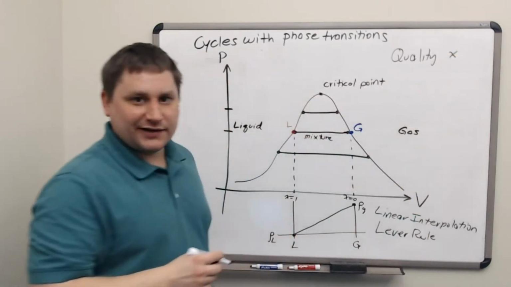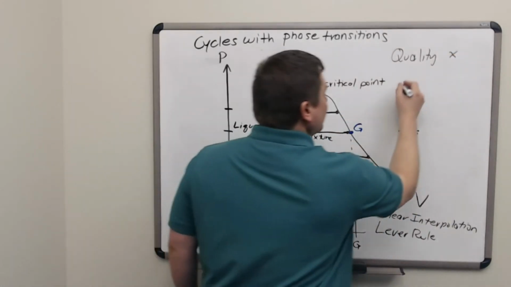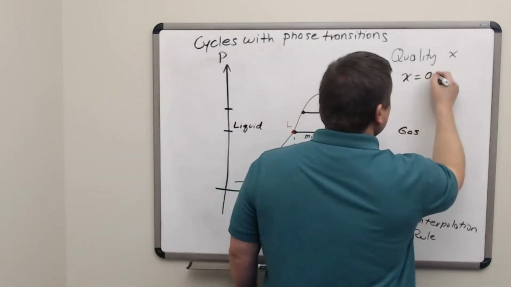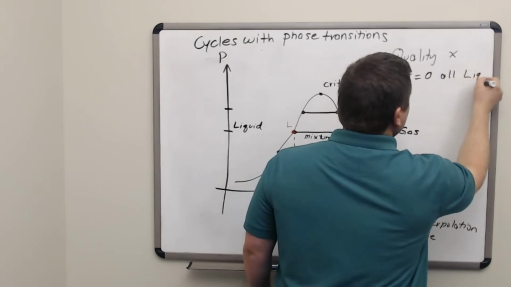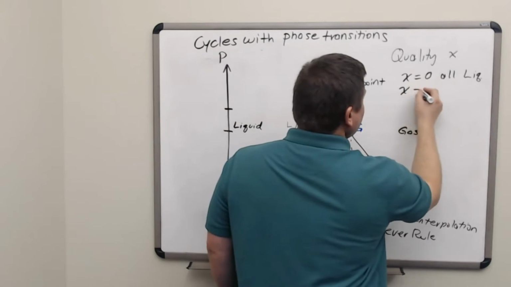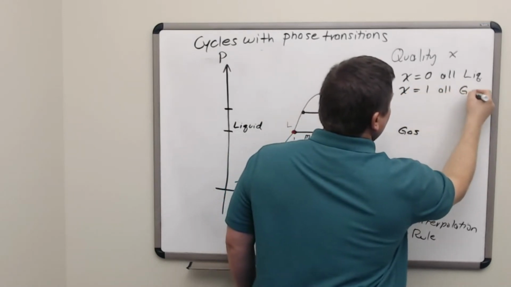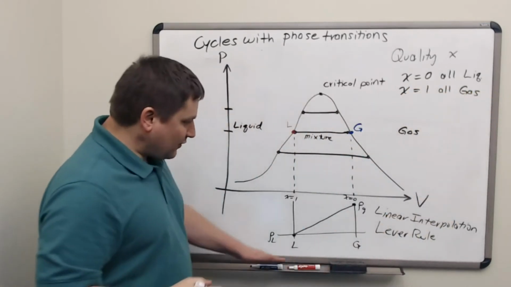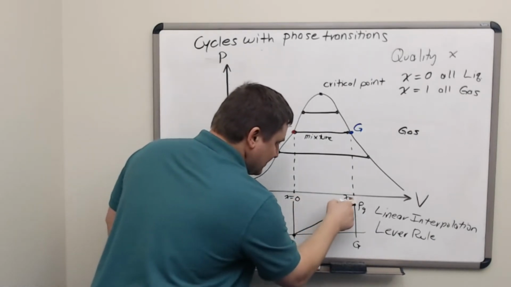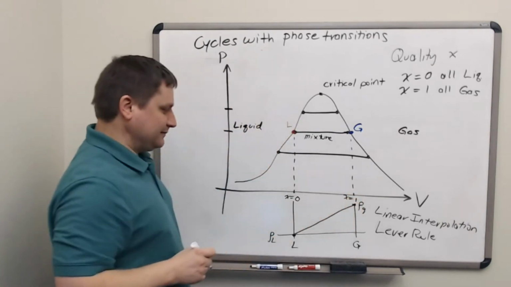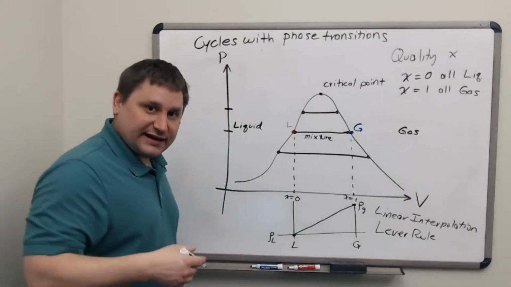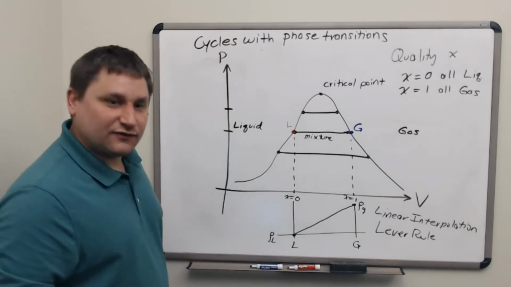The symbol for quality is a lowercase x, and it ranges from a value of 0 when the mixture is 100% liquid to a value of 1 when the mixture is all gas. So our graph down here could be interpreted as a graph between x equals 0 and x equals 1. For a quantity such as density, then we can write down the exact linear interpolation formula.